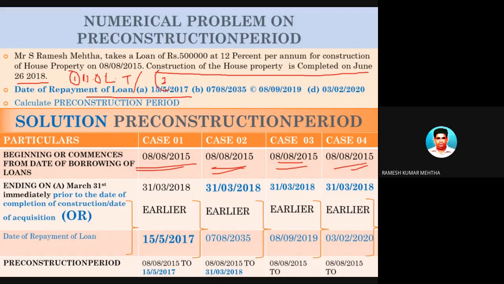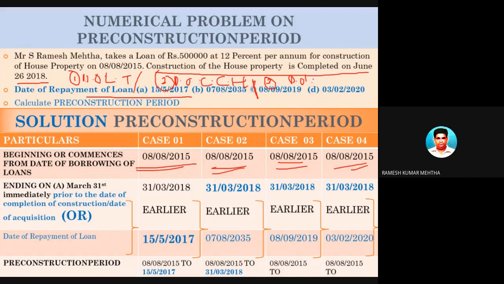Number two is the date of completion of construction of house property, or purchase of house property. When was the house property completed, constructed, or purchased? Number three is the date of loan repayment, the date on which the loan was fully repaid. So these three dates are there for the purpose of calculation of the house property interest.